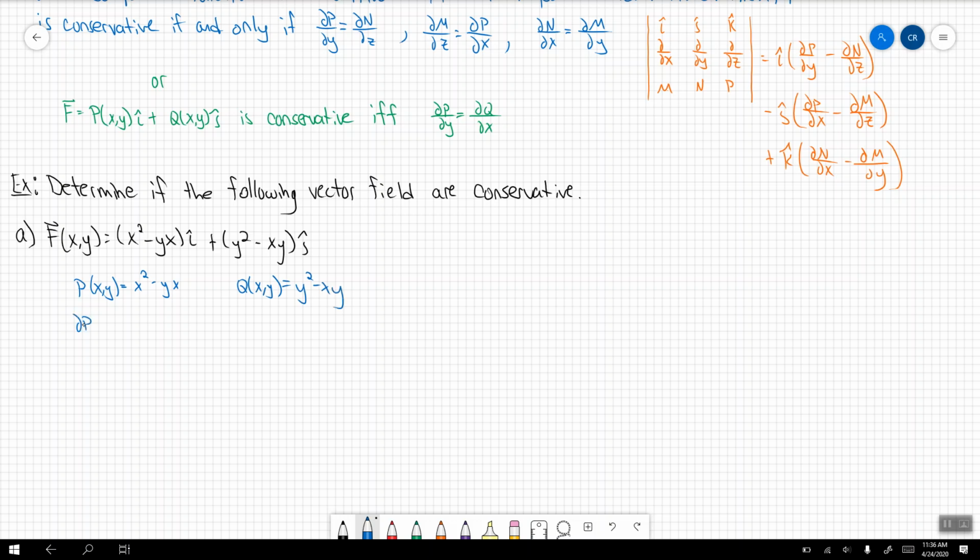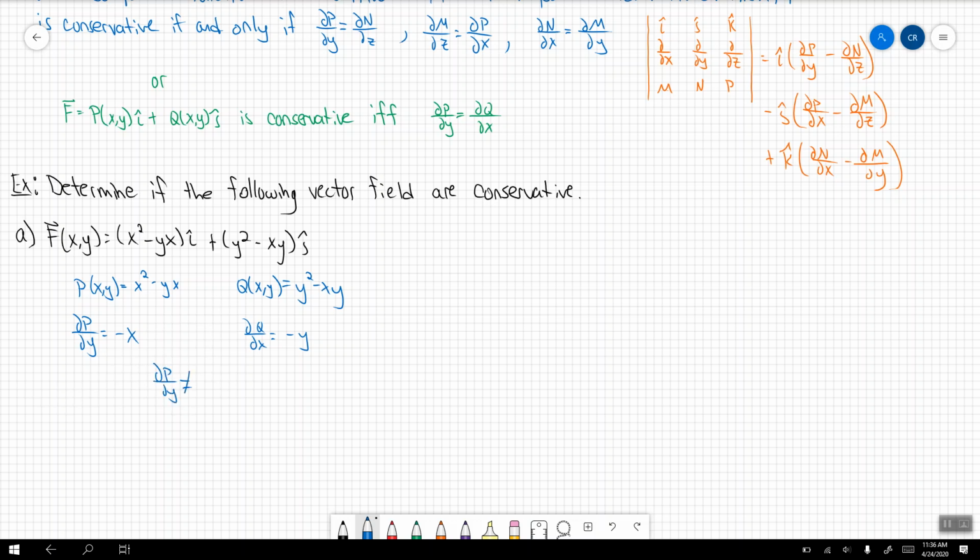In order for me to work with this, I need to determine the partial derivative of P with respect to y. In here, that partial derivative with respect to y is just negative x. Now I need the partial derivative of Q with respect to x. This partial derivative with respect to x should be negative y. Now all we have to do is identify, are these two equal?